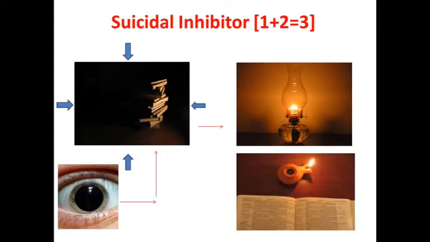So, a very interesting start which I thought of when I was trying to explain suicidal inhibitors. The first scenario that you need to look at is a dark room. Think of a scenario where you want to read a book in this darkness. From all sides, as you can see, there's a lot of darkness here, and it's not possible for you to read a book in this darkness. So that is one thing that you need to understand.